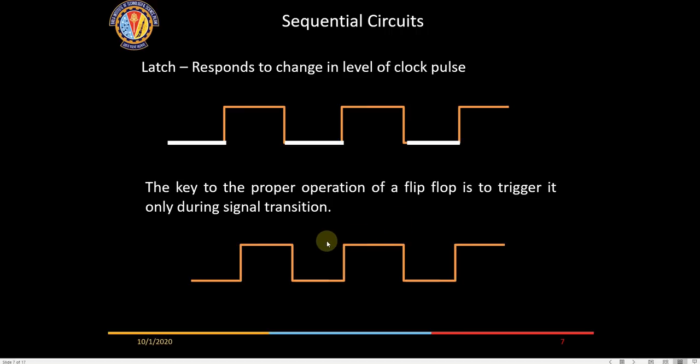Similarly, it could be a negative edge triggered flip-flop. There, whatever the data is when the clock is going from high to low, during this small nanosecond or picosecond duration, depending on the rise time and fall time, that data will be captured. During the low and high levels, when the clock is stable, no data will be let into the memory cell. So this is the basic difference.